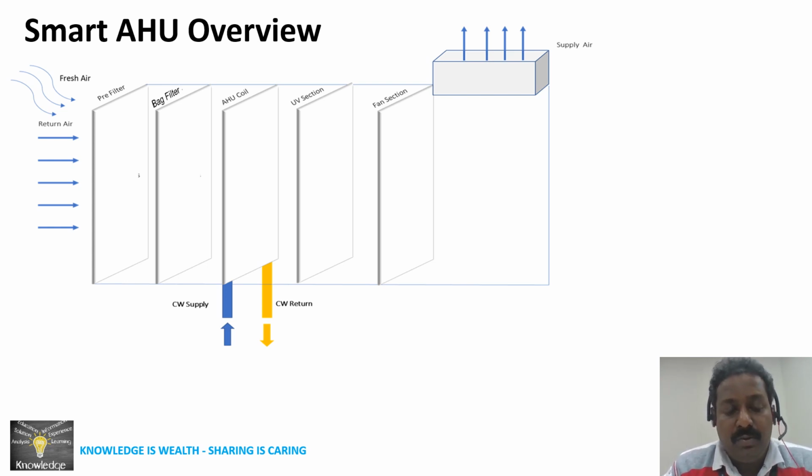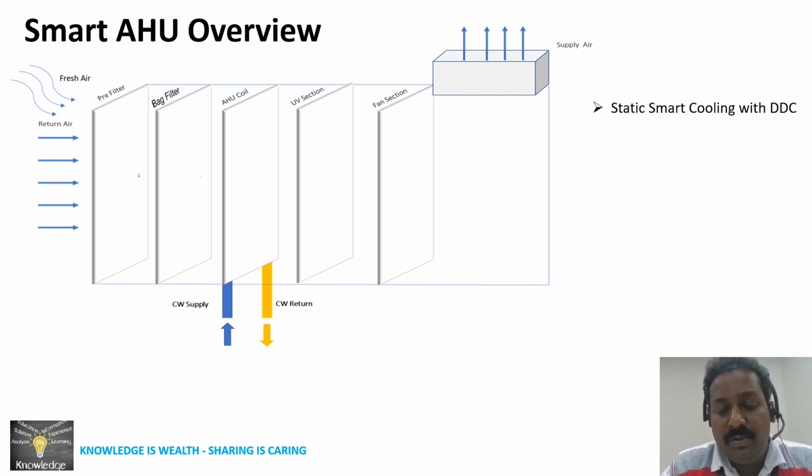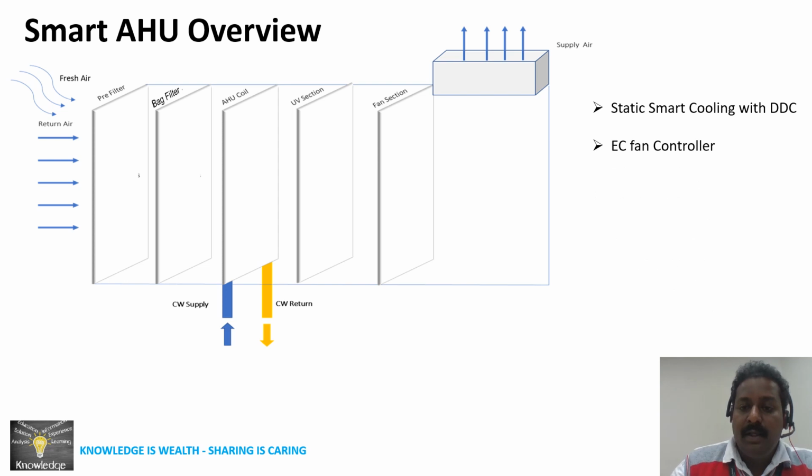In the smart AHU, there are three distinct controls. One is static smart cooling with the DDC controller. It controls the actuator and fan speed based on the return air temperature. The return air temperature is considered the source input, and based on it the controller commands the fan speed to vary and the actuator to open and close. That is called static smart control with the DDC. And the EC fan nowadays comes along with its own controller, which also gives a command to the actuator to open and close.